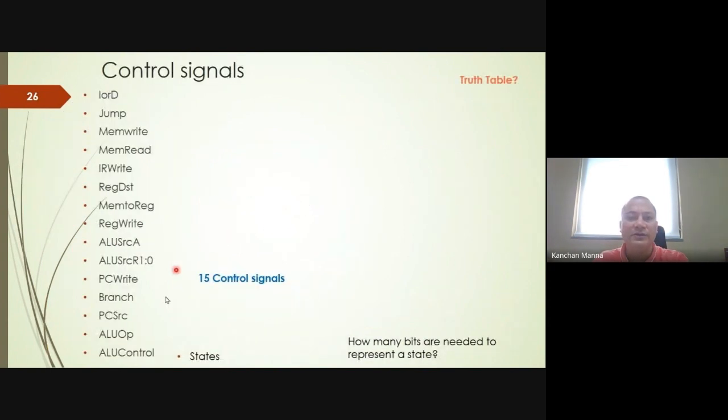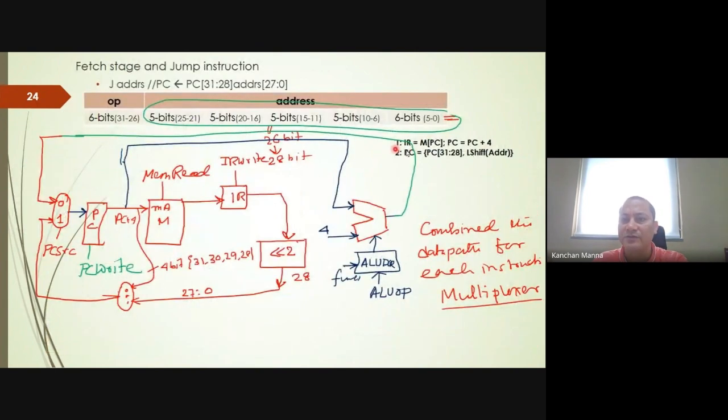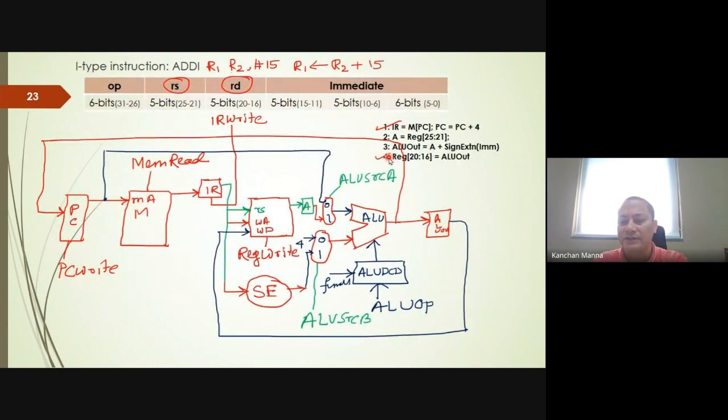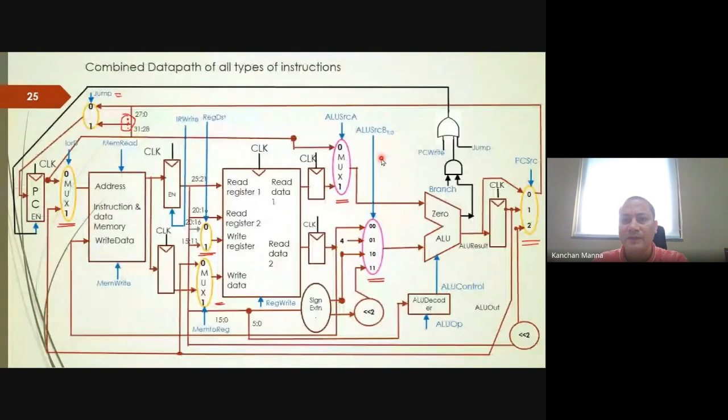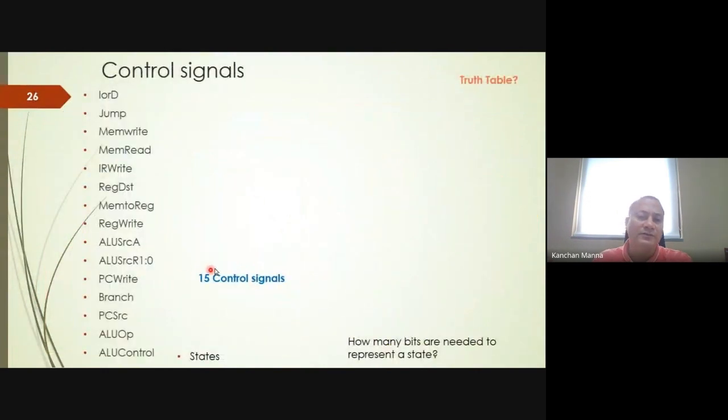In this way, you see we have identified the 15 control signals, and besides the control signals, if you remember, we have the states. When we say 1, 2, we have 4 states. So that means the states are also part of the controller design. So we have these 15 control signals and the state. And how many bits do we need for this state? That we'll see. Now these are the control signals.